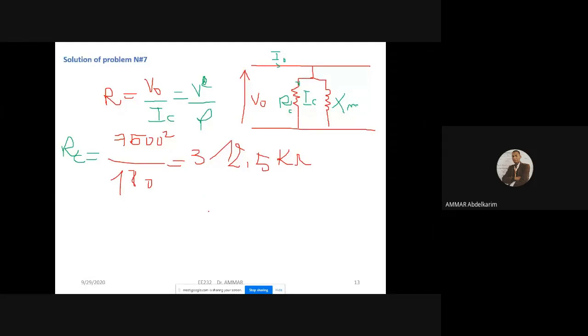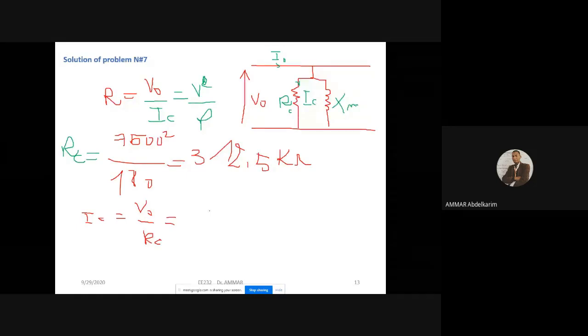Now, since we have RC, we can calculate IC. IC equals V0 over RC, which is 7,500 over 312.5 kilo, and it equals 0.024 ampere.